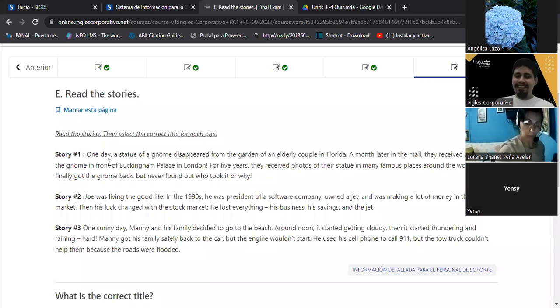Okay, just a good story, right? It says, one day a statue of a gnome. Do you know what a gnome is?